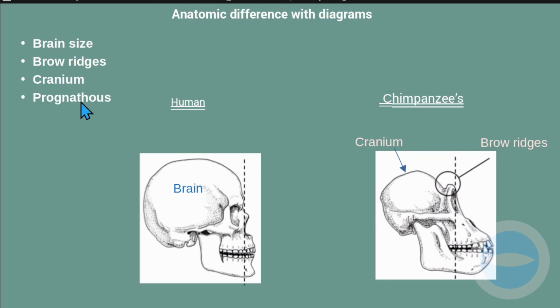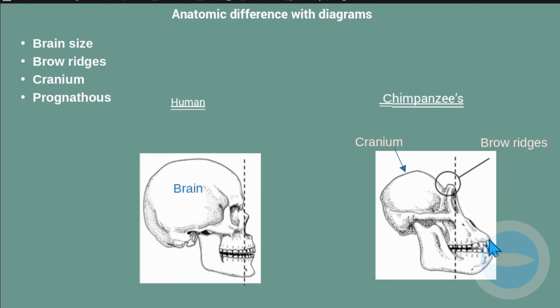And then prognathism. When we talk about prognathism, it is the protrusion of the jaw. As you can see, the jaws of the chimpanzee are far away from this line. That means they are far away from the eyes. But with us humans, the jaw is just a small part. So they protrude, but at a smaller distance. But with the chimpanzees, the protrusion is very large. From here to here, it's very large.